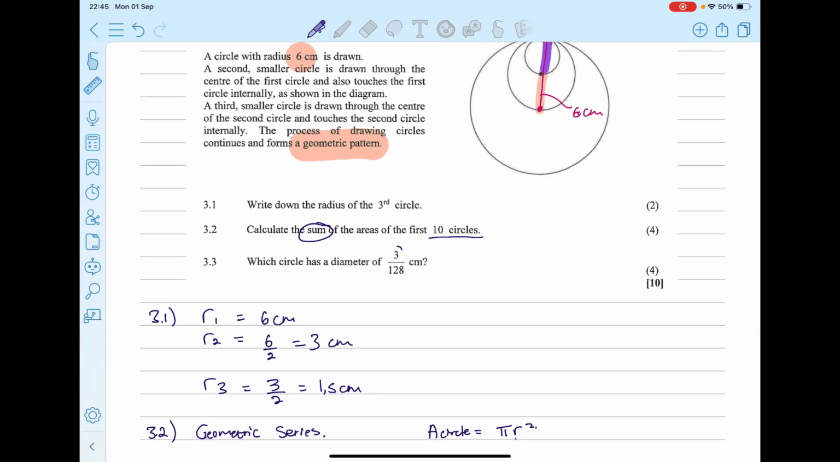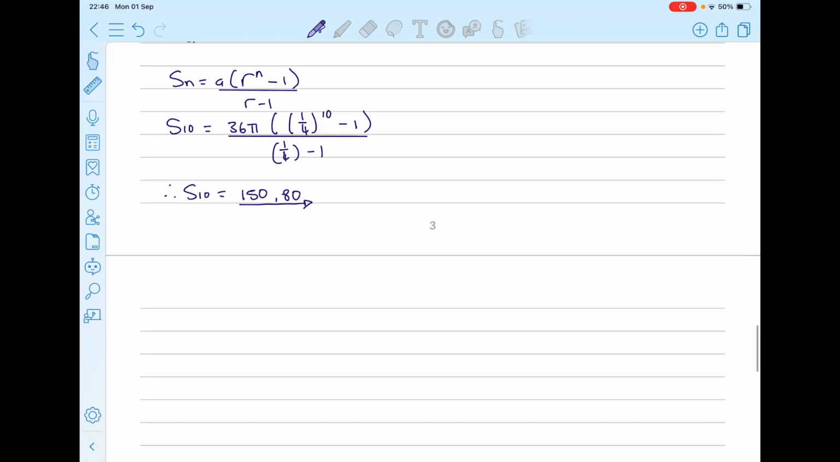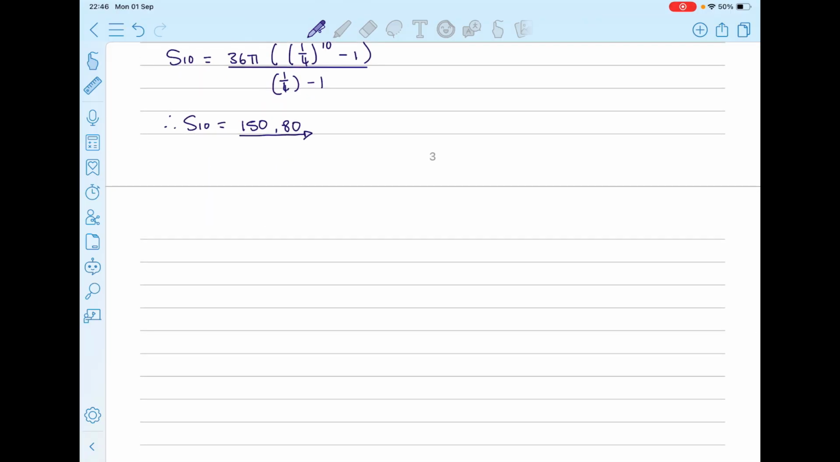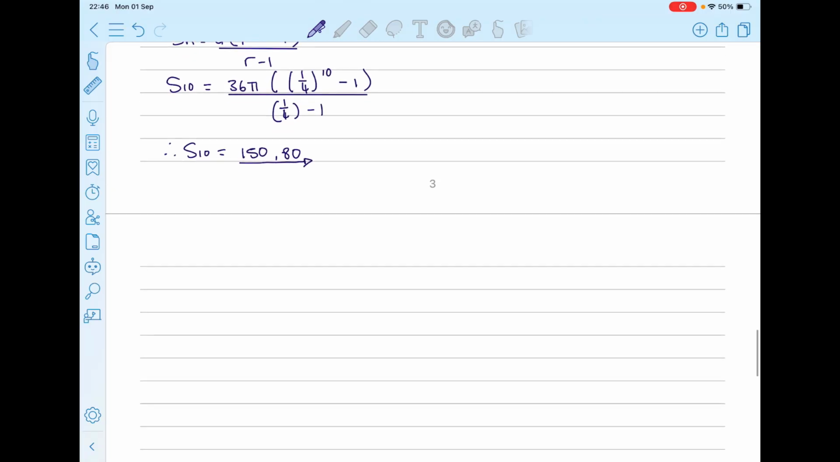All right, let's now move on to question 3.3, where they asked us which circle has a diameter of 3 over 128 centimeters. So we need to recall that our circles, the pattern is based on the radiuses. So if we're looking for a circle that has that diameter, we first need to determine what is the actual radius before we then proceed to determine the diameter. Okay, so that was 3.3.